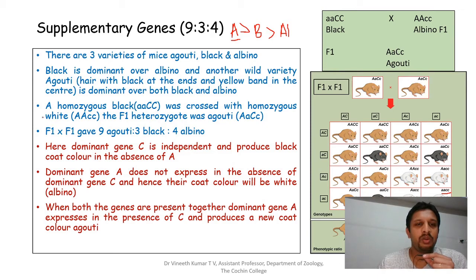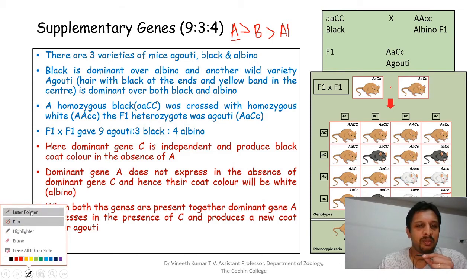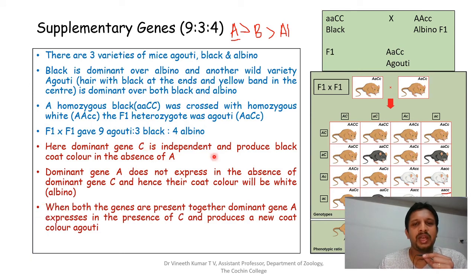So here what we said is that the dominant gene C is independent, and it produces a black coat color in the absence of A. The dominant gene A does not express in the absence of C, hence the coat color will be white. When both genes are present together, A as well as C, it produces a new coat color, called agouti. As a result, you will have a new ratio which is 9 is to 3 is to 4, and this is what is called supplementary interaction or supplementary genes.